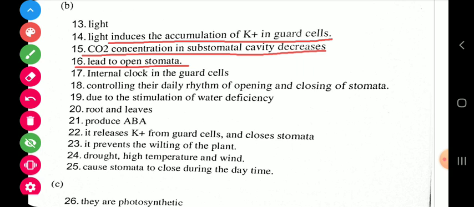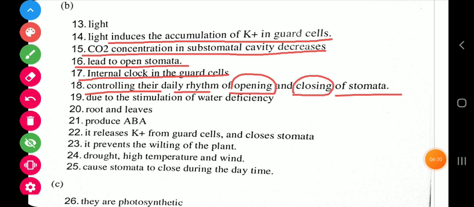There is also a factor which is the internal clock in the guard cells. What does this internal clock in guard cells do? It controls the daily rhythm of opening and closing of stomata.